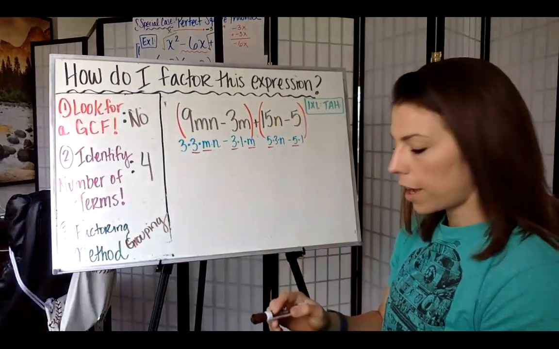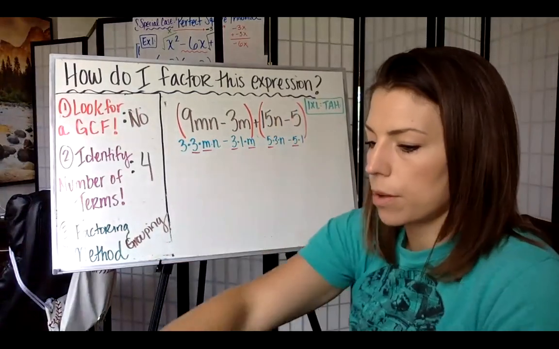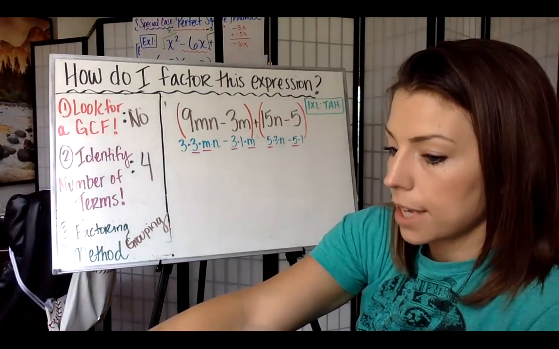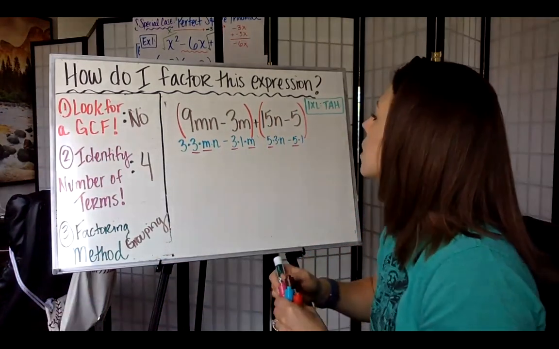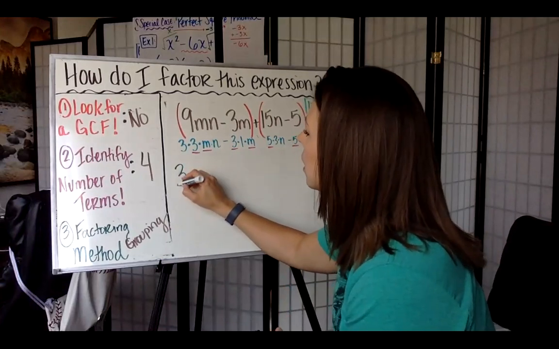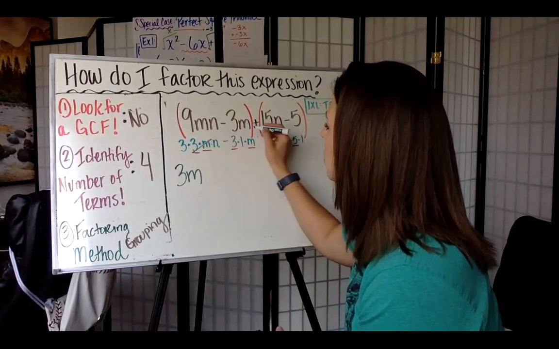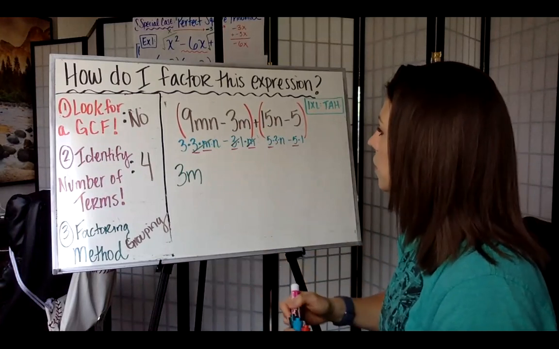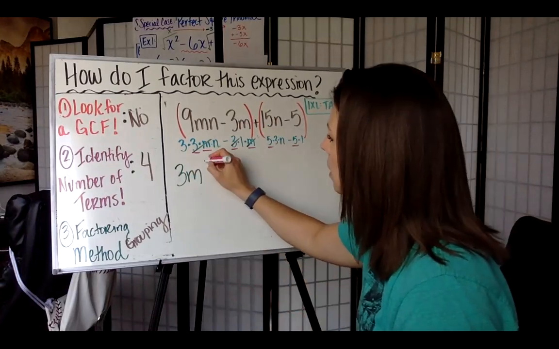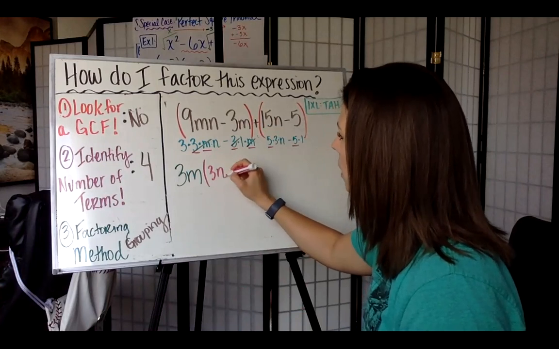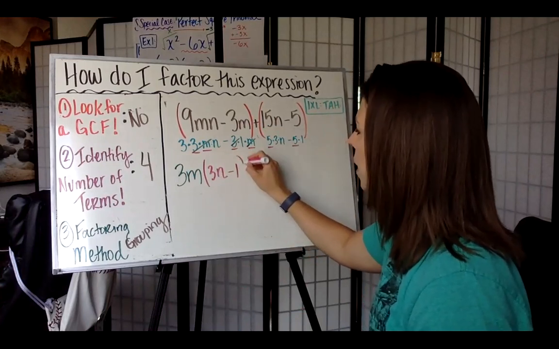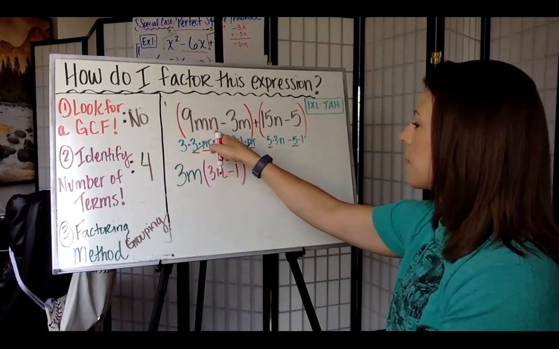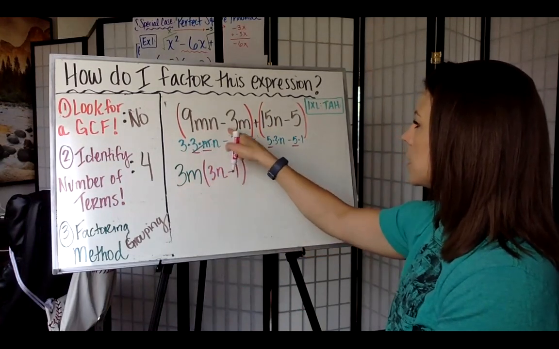Okay, let's go ahead and factor out the 3m from the first 2, and then we'll factor out the 5 from the second 2. All right. So when I factor out 3m from the first 2, what's left behind? Let's see. It looks like I have 3n left behind in the first one and 1 left behind in the second one. Let's do a quick check. 3 times 3 is 9, m times n is mn, and 3m times 1 is 3m.